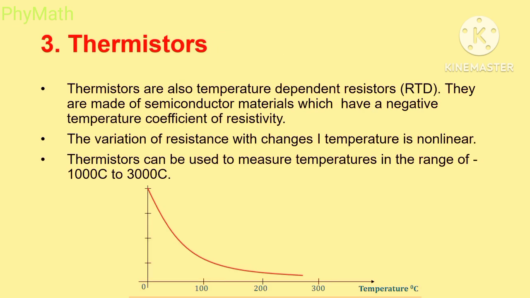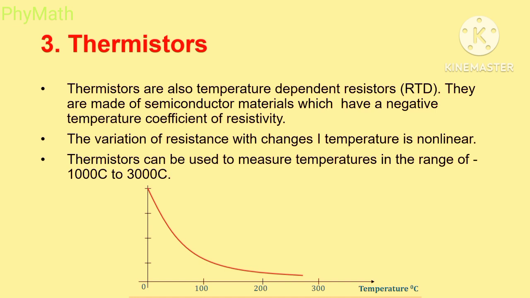Then the third temperature sensor is the thermistor. Now thermistor is formed by two words, thermal plus resistor. Thermistors are also temperature dependent resistors, or RTD. Now they are made up of semiconductor materials which have a negative temperature coefficient of resistivity.